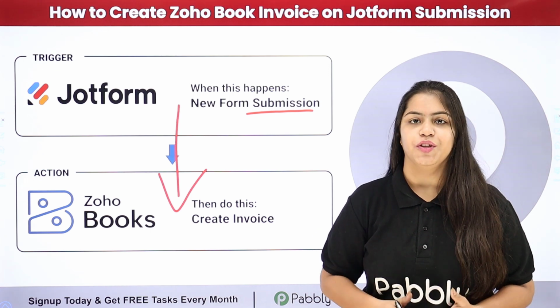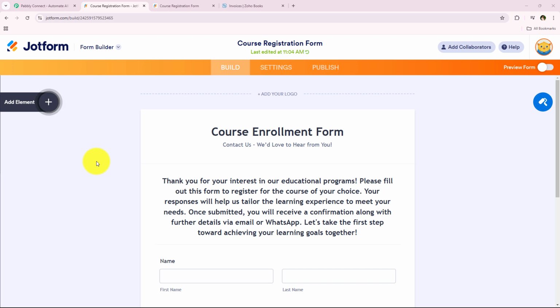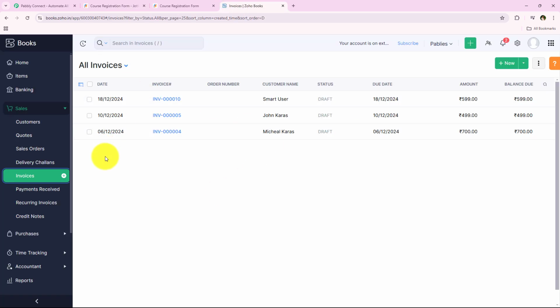So do you also wish to learn this process step by step? Then let me take you to my computer screen. Welcome to my screen, everyone. If you're running an Edutech company like me, you know that creating invoices can be a tedious task, especially when done manually. That's why we have set up an automation between Jotform and Zoho Books. Now, whenever a student registration is submitted via Jotform, an invoice is automatically created in Zoho Books. This saves us time, reduces errors, and ensures that our financial records are always accurate. So let me show you how it is done.